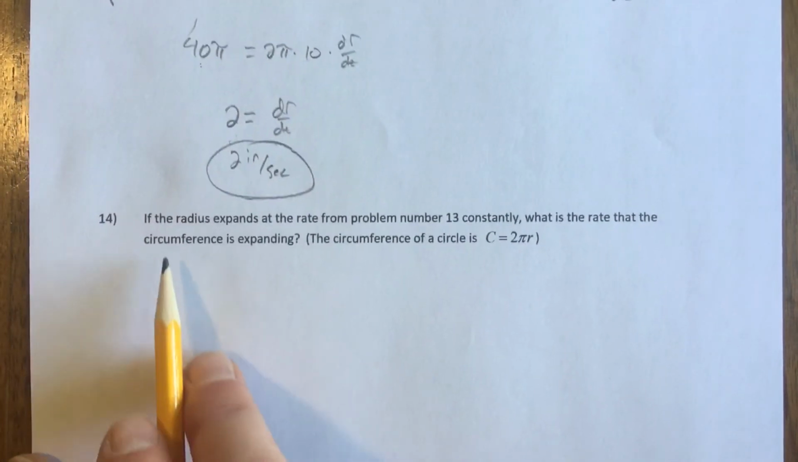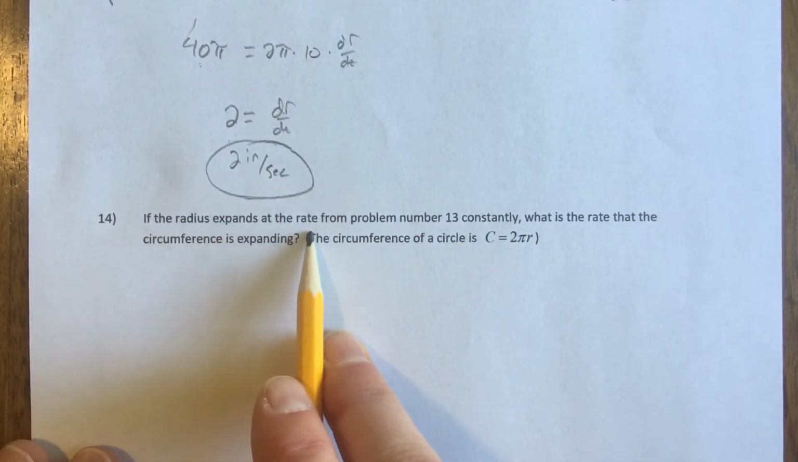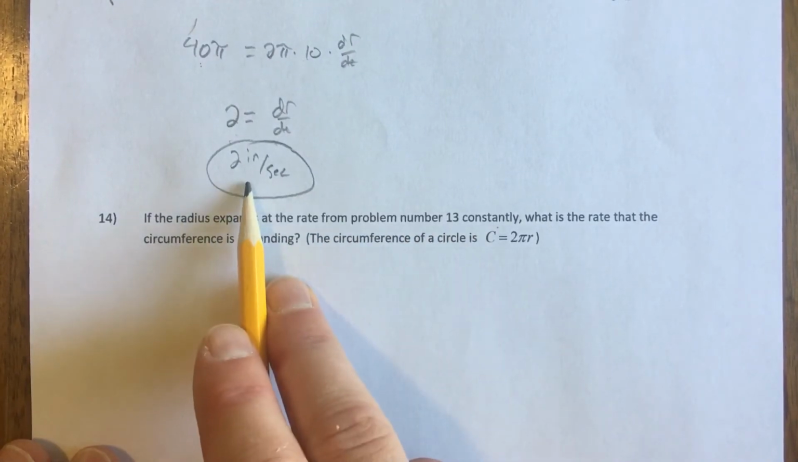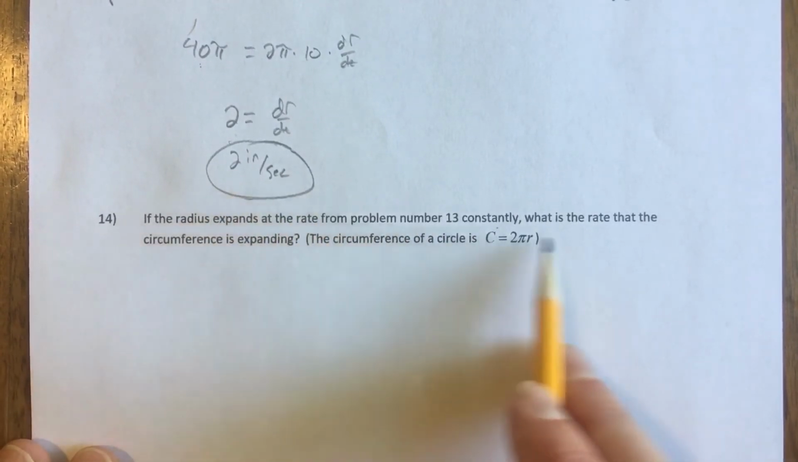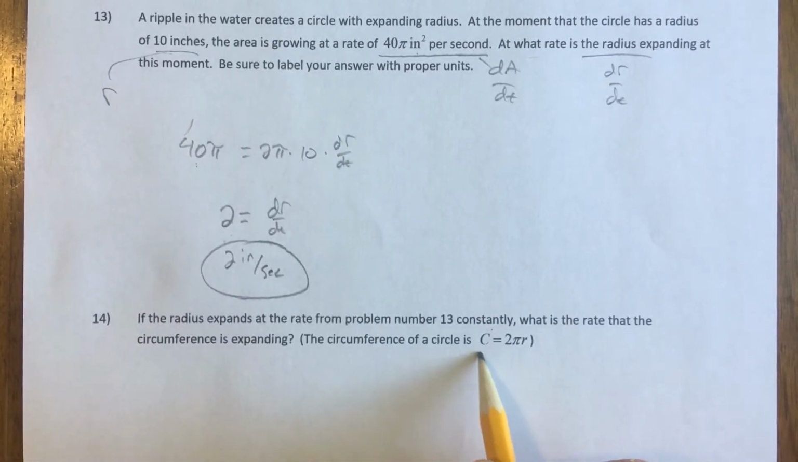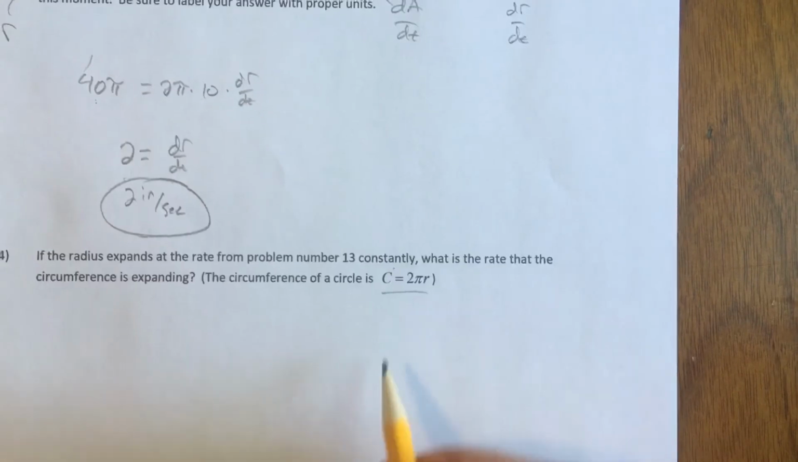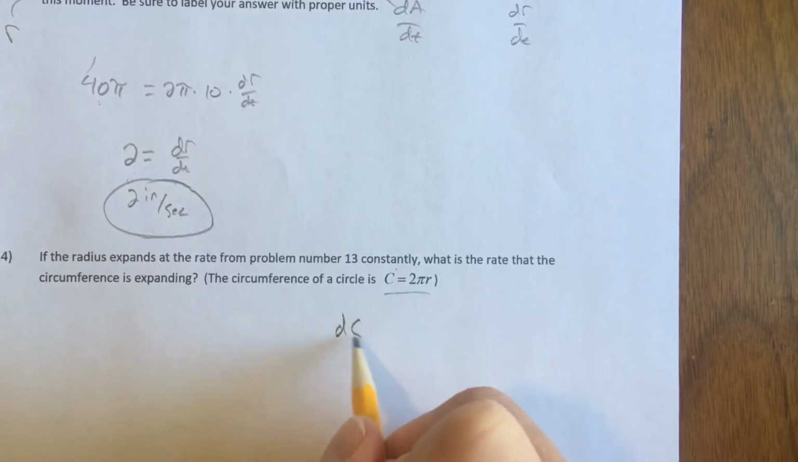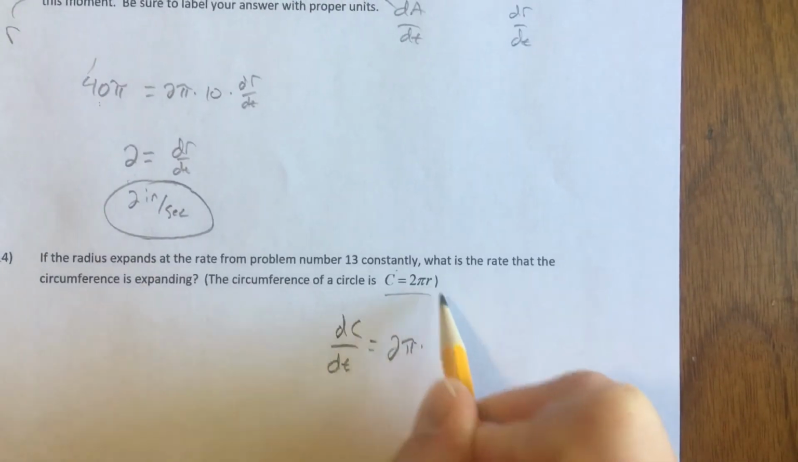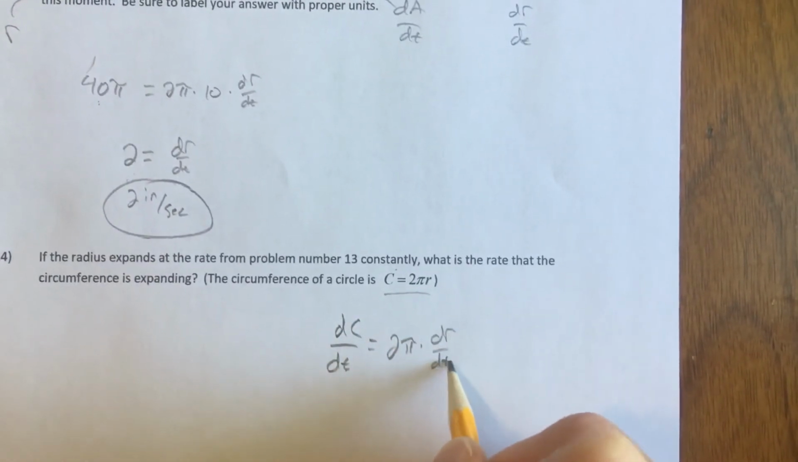Okay. So now it says if the radius expands at the rate from problem number 13 constantly. So let's say now it's a constant 2 inches per second. What is the rate that the circumference is expanding? So now we need a circumference formula, and they give it to us right there. So let's take the derivative of that. dC/dt is equal to 2 pi times dr/dt.